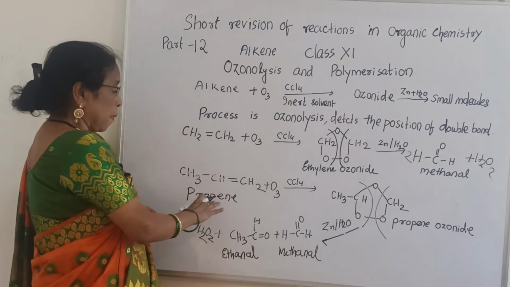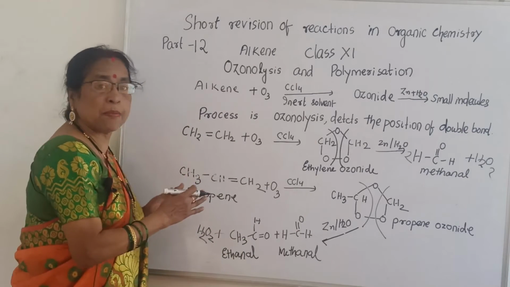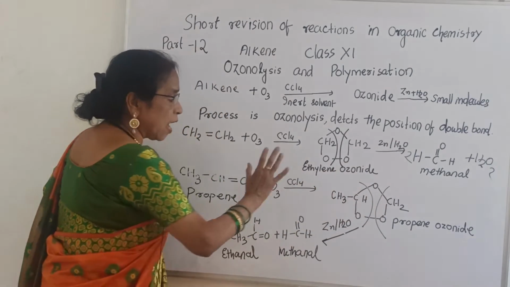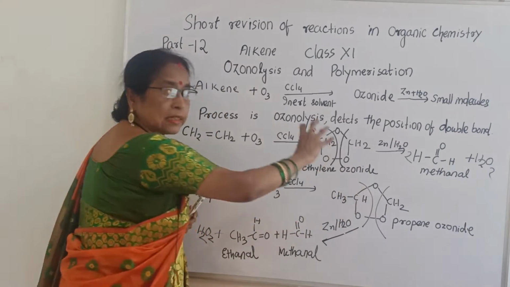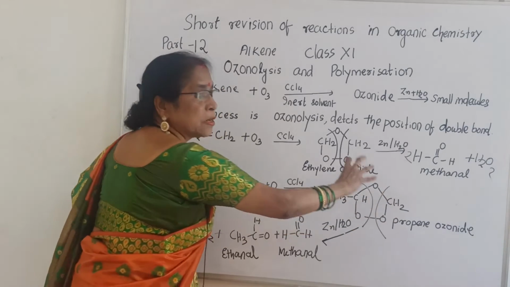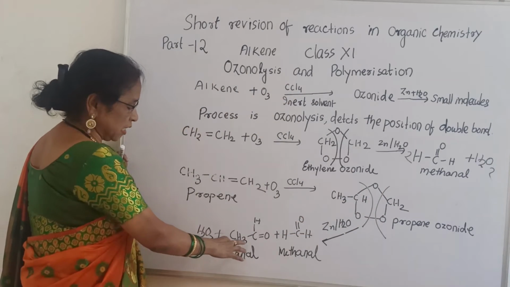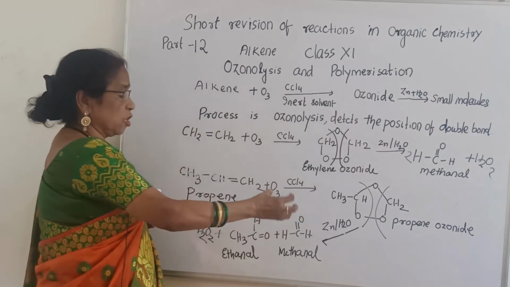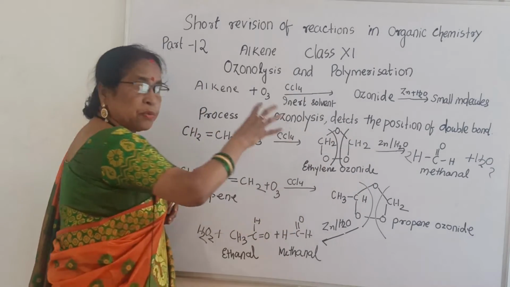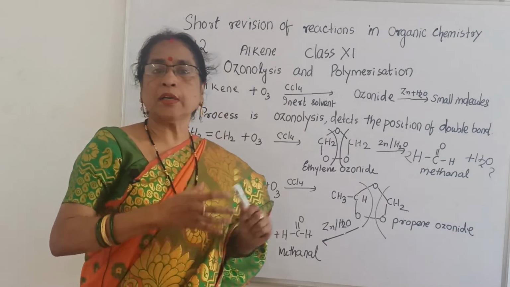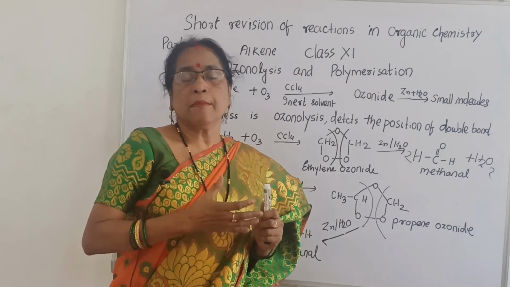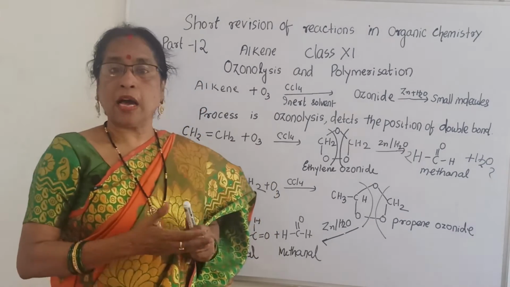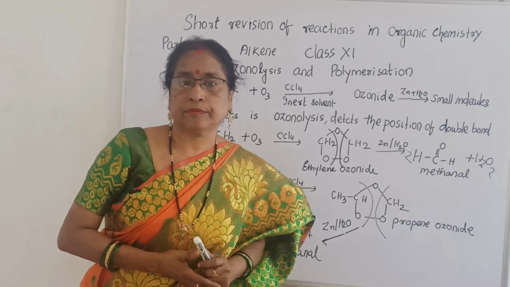And now, propene breaks with the help of ozone and carbon tetrachloride like this. This part gives ethanal, and this part gives methanal. So the answer is methanal and ethanal, and oxygen is remaining. This oxygen combines with water and produces hydrogen peroxide as the byproduct. You will see other ozonolysis of alkene examples.